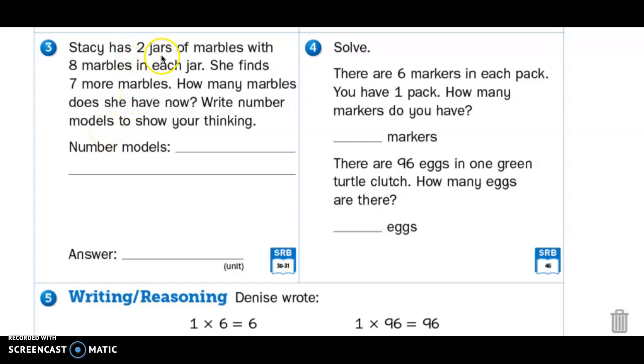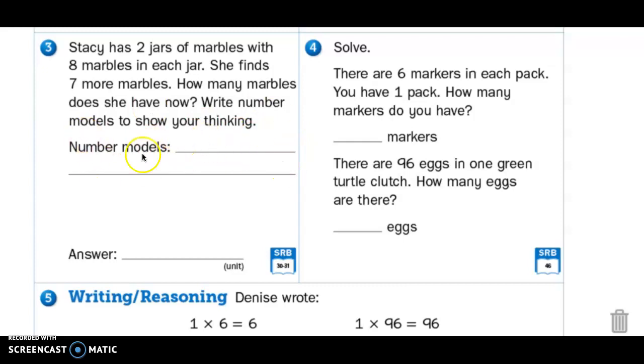Right now it says 2 jars. You should know what you're drawing already. Draw pictures for these jars. How many in each jar? 8. Then she finds 7 more marbles. Once you draw your picture, she finds 7 more. If you find 7 more, does that mean you add 7 more marbles or do you take away 7 more?